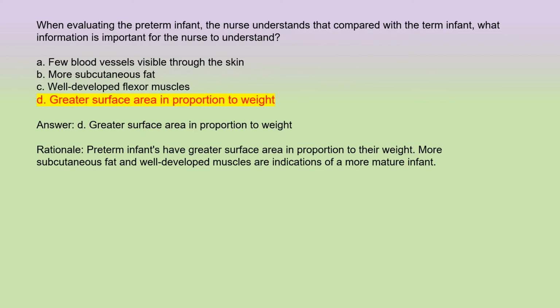Answer. D. Greater surface area in proportion to weight. Rationale. Preterm infants have greater surface area in proportion to their weight. More subcutaneous fat and well-developed muscles are indications of a more mature infant.